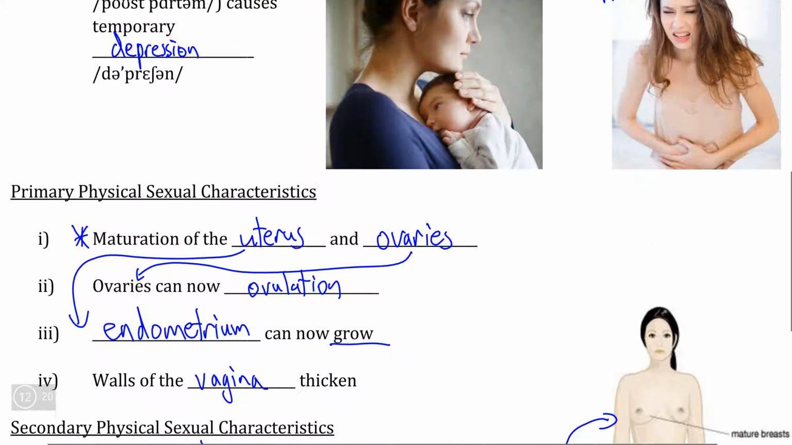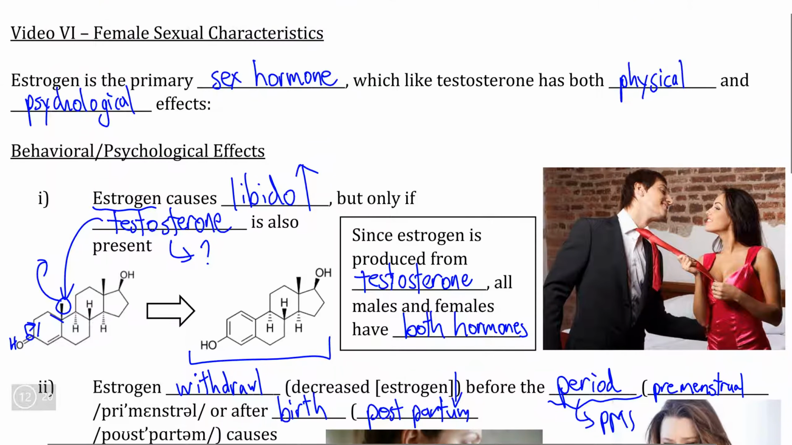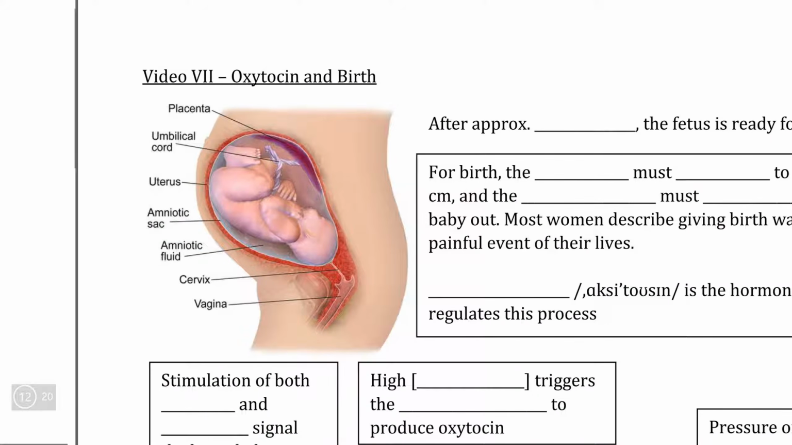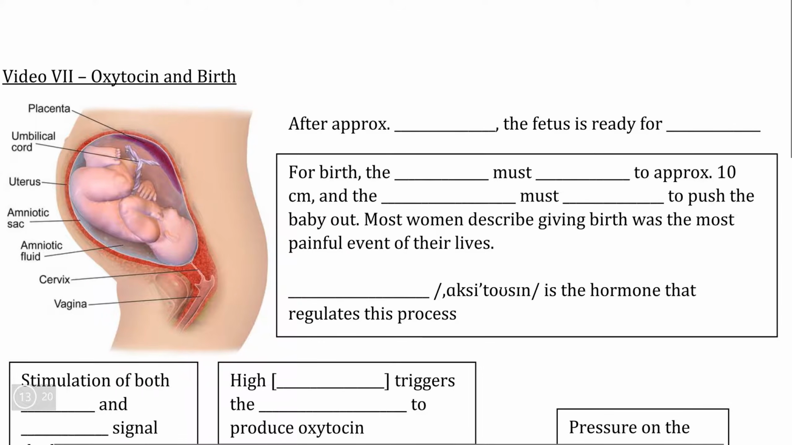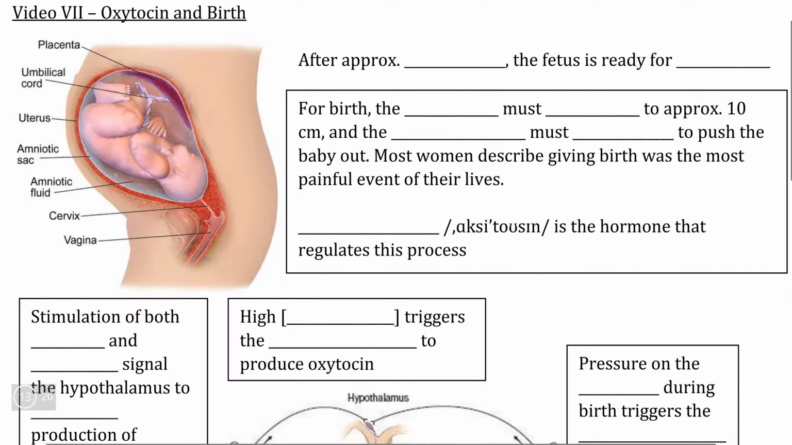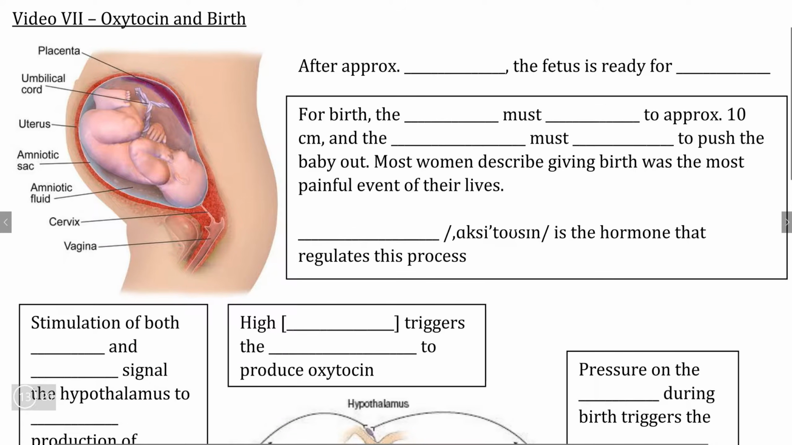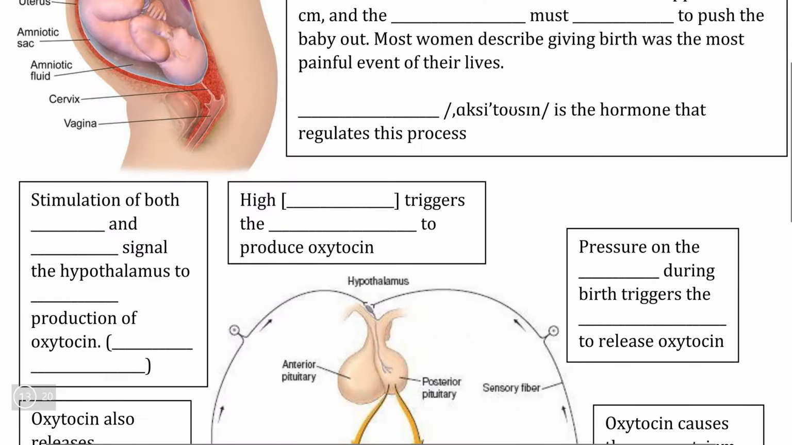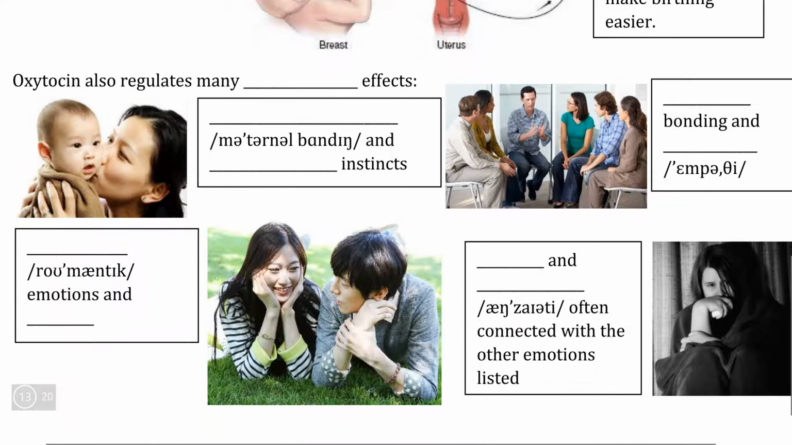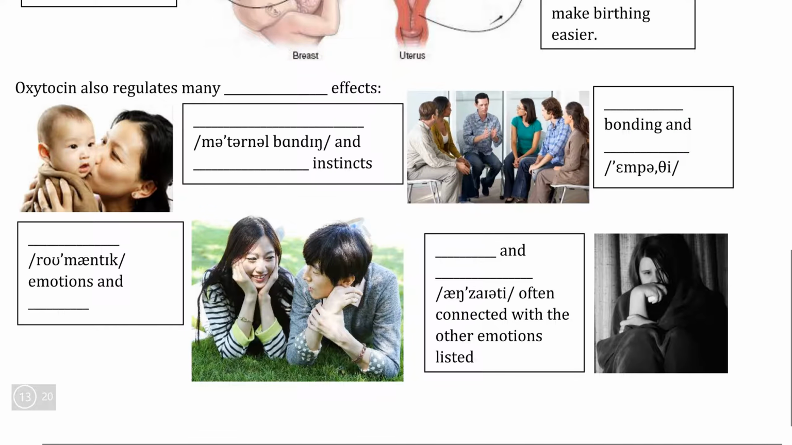In the final video in our series on the female reproductive system unit, we're going to talk about a final regulatory hormone that is used specifically in terms of mediating birth, but has many long-lasting emotional effects that are important after birth has taken place.